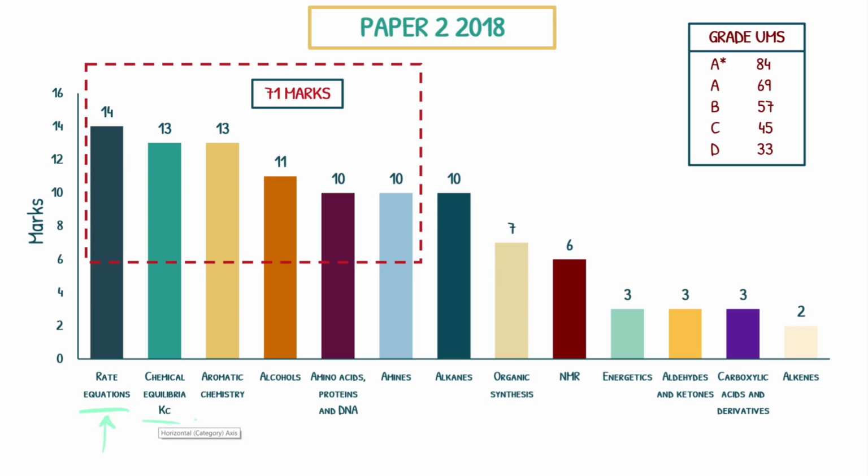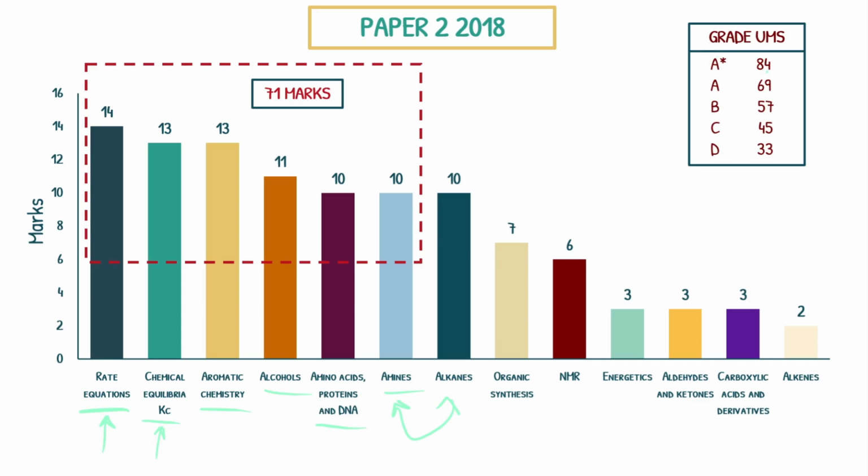Okay. Next one, chemical equilibria KC. Again, a physical topic, okay, but it does make up a very chunky amount of paper two, so just keep that in mind. Next up, aromatics, okay, they love aromatics in paper two. We have alcohols, amino acids, proteins, and DNA, and amines, okay. Again, these are both 10 marks, so these are interchangeable, amines and alkanes. Just switch them up for this paper and you'll be good to go.